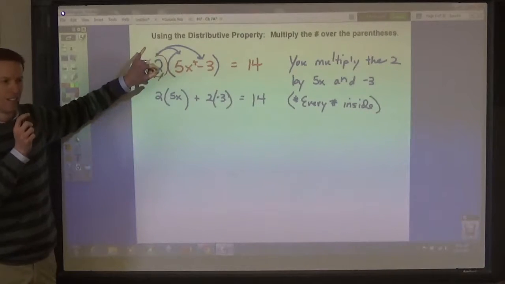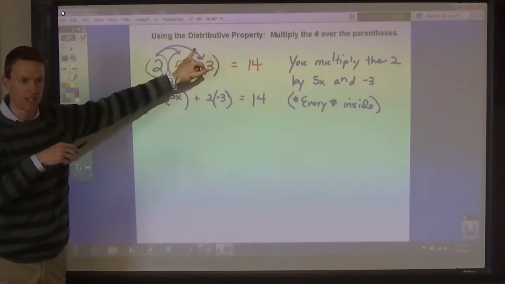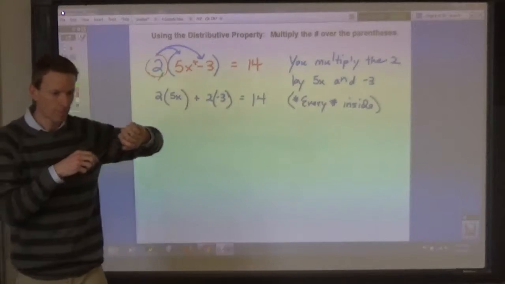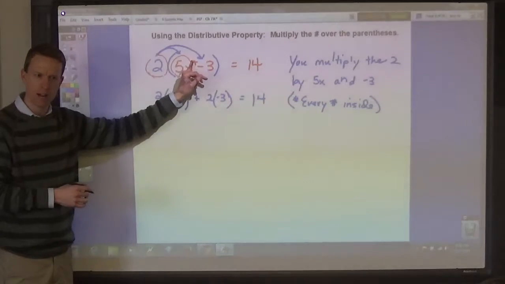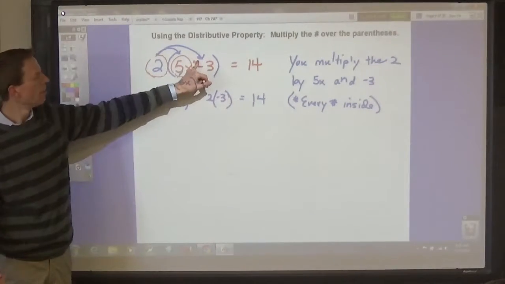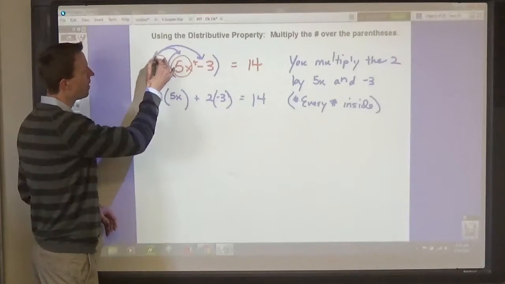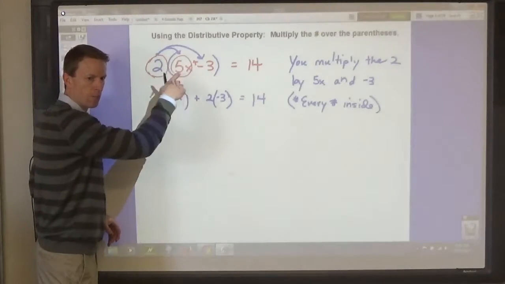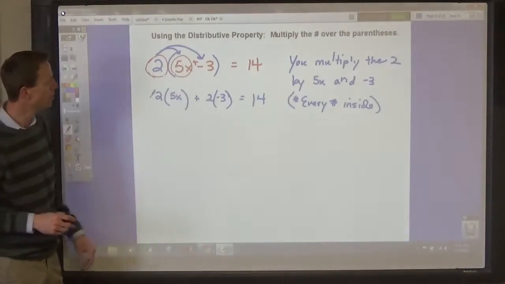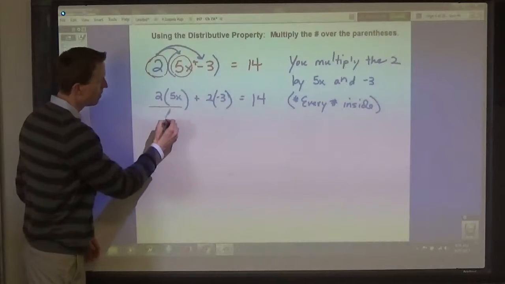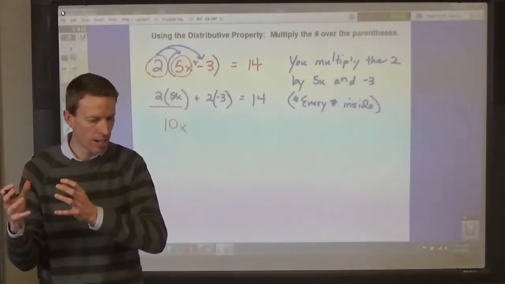Okay? When you have a number outside of parentheses, you multiply it over the parentheses. It's called the distributive property. You multiply it by every term. These are called terms. Remember, a number with a variable is called a variable term. A number without a variable is called a constant term. And so you multiply this number by each of these terms. So if you have 2 times 5x, when you multiply those, you get 10x. 2 times 5 is 10. So 2 of the 5x terms equals 10x.